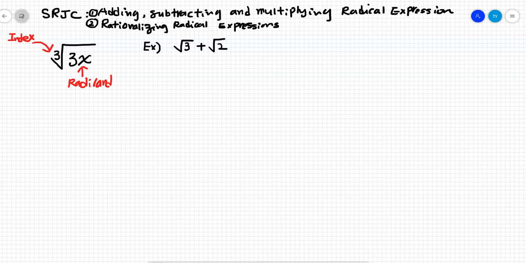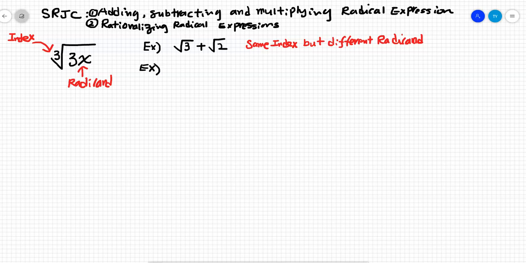Now, in this case, we do have the same index, square root, right? Same index, but different radicand. So that means we cannot do anything. So that's going to be the simplest form. So that would be one case where you were not able to do anything in terms of adding and subtracting the radicals here.